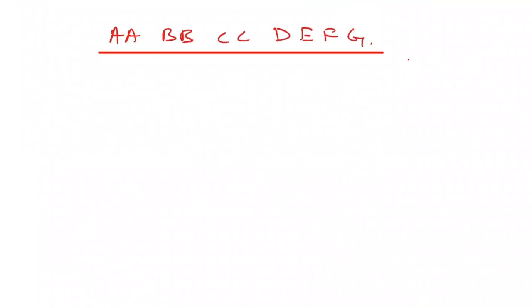Right? If I'm writing with the complete, two A's are together, two B's are together, two C's are together, right? So how many of these are possible? Total is 1, 2, 3, 4, 5, 6, 7, 8, 9, 10. Factorial 10 by factorial 2, factorial 2, factorial 2.